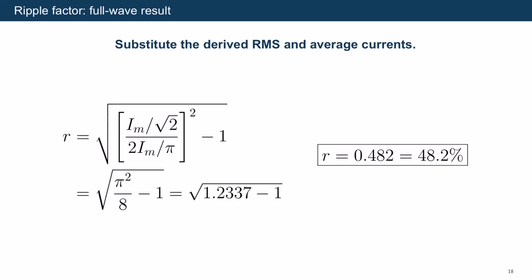Substituting IRMS equal to Im over square root 2, and IDC equal to 2 Im over pi, cancels the peak current. The ripple factor is the square root of pi squared over 8 minus 1. Numerically this is 0.482, or 48.2%.